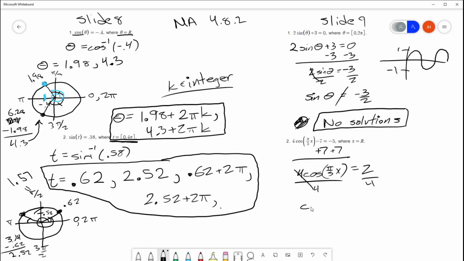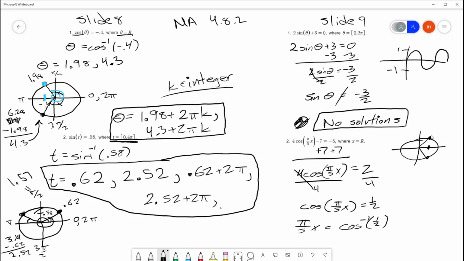And I get cosine of pi over 5x equals 1/2. And now I'm going to do the inverse cosine. So I get pi over 5x equals the inverse cosine of 1/2. Now, you could plug this into your calculator, but actually, if you look at the unit circle, cosine is able to equal 1/2. You'll notice that cosine equals 1/2 at 2 values.